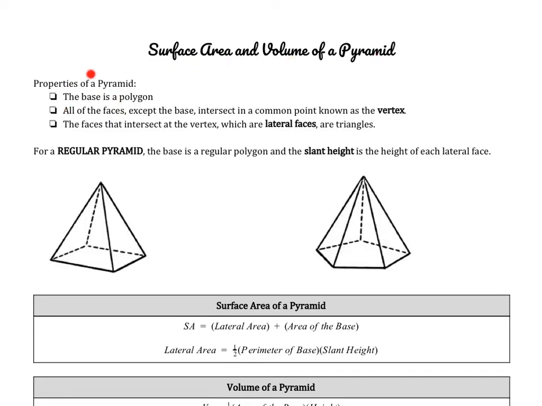Today we're going to learn how to find the surface area and volume of a pyramid. So first let's talk about the properties of a pyramid. A pyramid is a figure whose base is a polygon, and all of the faces except the base intersect at a common point, which is known as a vertex.